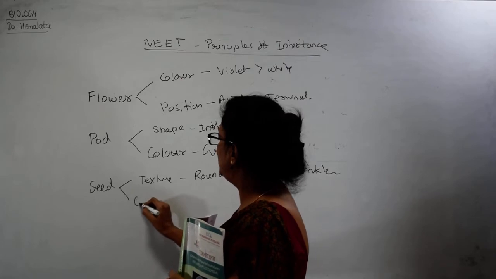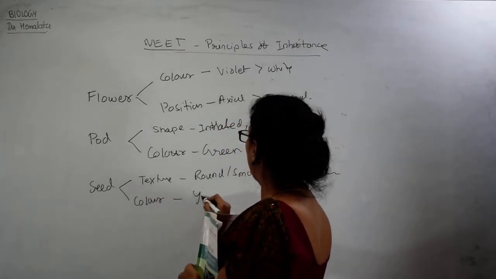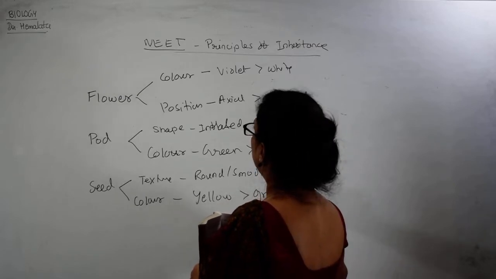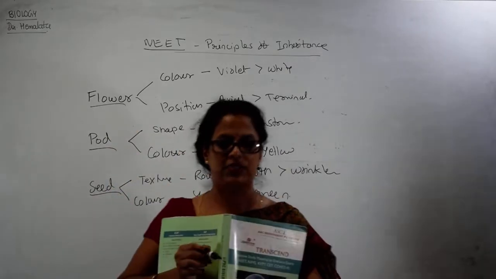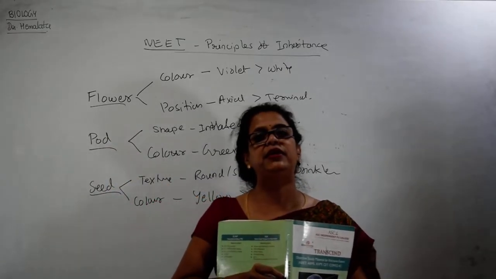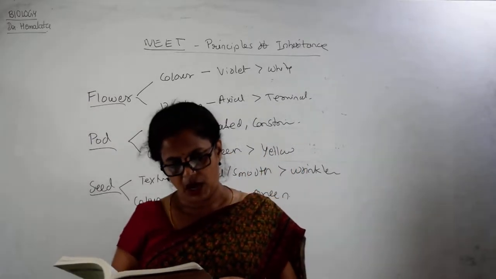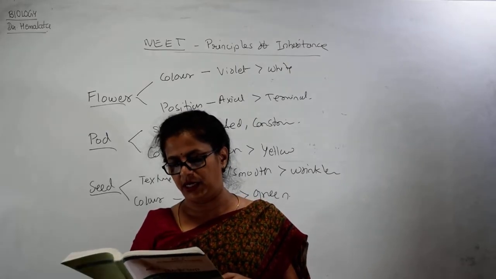Next is about the seed coat color, where the yellow color is dominant over green color. For each of these characters, we study two different contrasting features. Therefore, among this, what is the answer? Seven pairs of contrasting traits were studied by Mendel.